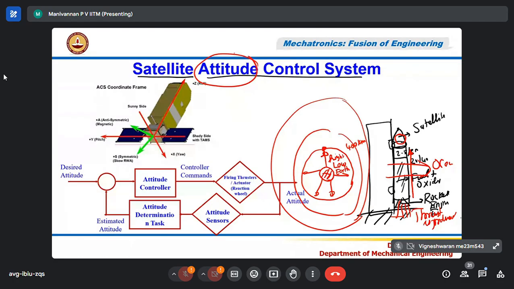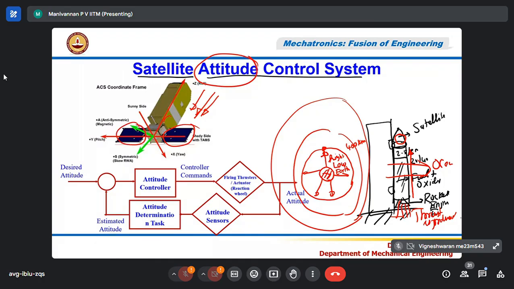Maintaining the height and orientation of the satellite as commanded at the initial launch is called attitude control, not altitude control. Altitude is only height. It has to maintain the orientation with respect to the sun, because the satellite is going to generate energy from solar panels. You can see that this is one solar panel, and this one.